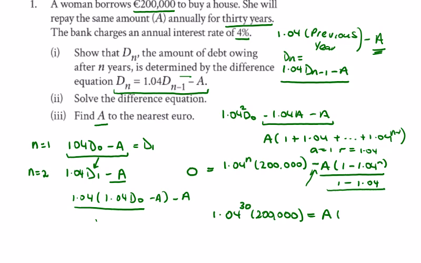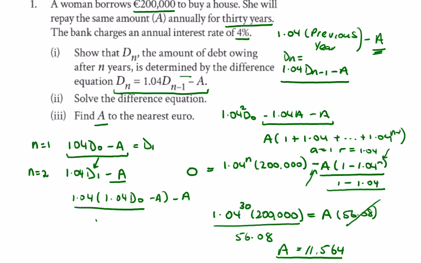I'll just do this on a calculator now, putting 30 in here. We're going to get 56.08. So dividing the right hand side by 56.08 gives A, and on a calculator, I've rounded off maybe a bit too early. I'm getting 11,567, but I'll leave it to the nearest euro here, that's what they're asked. So 11,564 for this question.